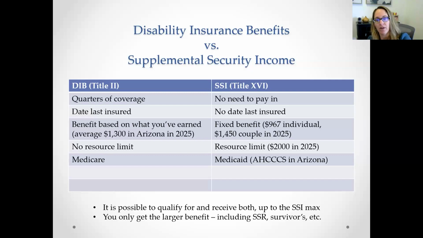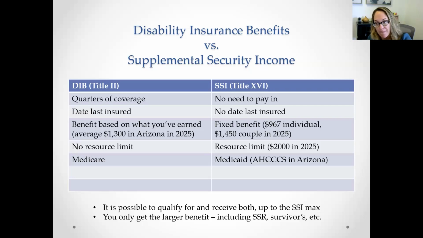The other program is SSI, or Supplemental Security Income, which also is known as Title 16 benefits. This is also a disability program, but it's different in how the benefits are calculated, and all the financial stuff about it is completely different than Title II. So SSI is for people who maybe never paid into Social Security by working. Maybe they never worked, or maybe they haven't worked in a very, very long time. So there's no need for showing quarters of coverage under SSI.